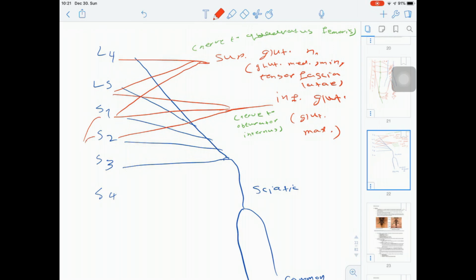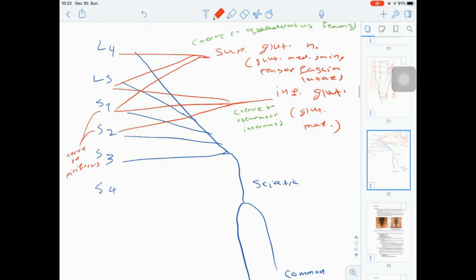Also the obturator nerve. Obturator is from the lumbar plexus, L2 to L4. Yeah, and piriformis. All right then.